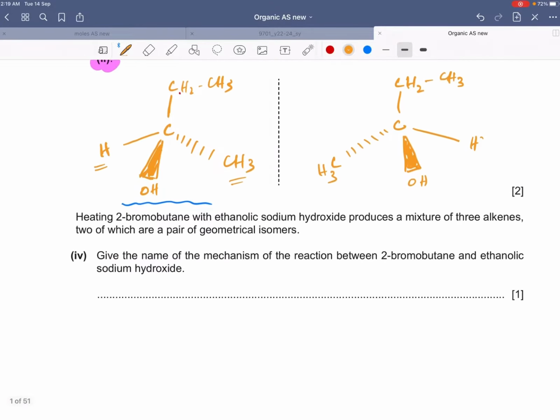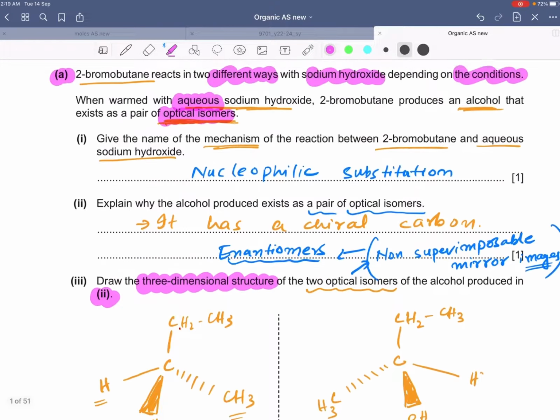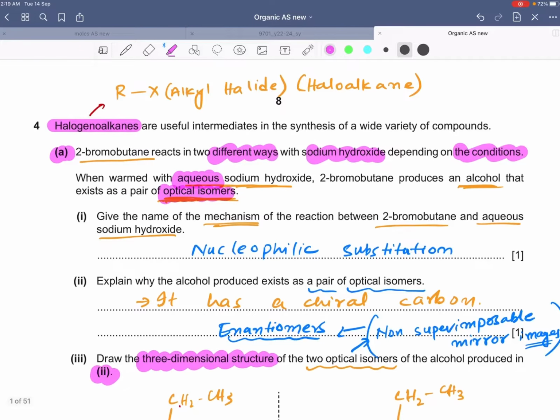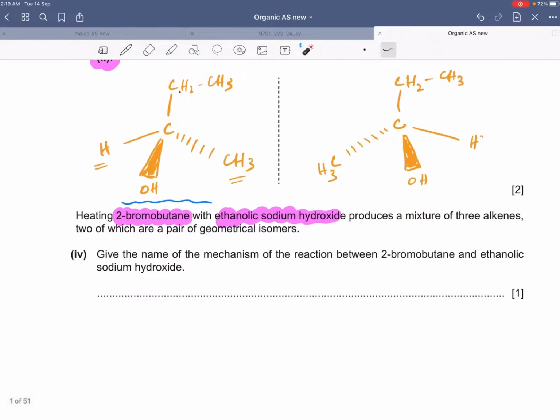All right, now the next part is heating 2-bromobutane with ethanolic sodium hydroxide. Now this is the other condition. Remember, in the first part of the question they have told us that NaOH react with 2-bromobutane in 2 different ways depending on the condition. So first condition was aqueous medium. Now the second condition is that now they're using it in ethanolic medium.